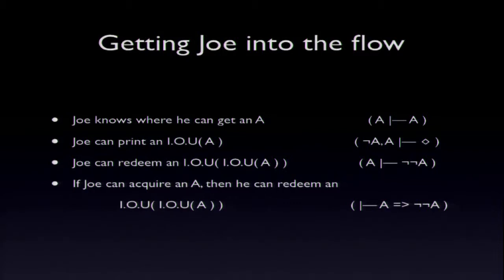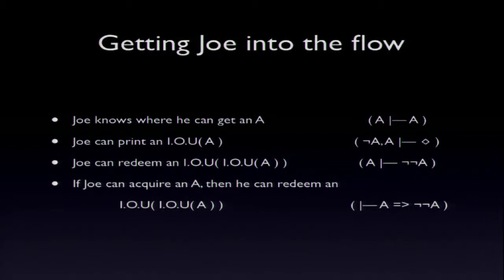If Joe knows where he can get an A, then he can meet the demand for an A. Right? So if Joe knows where he can get an A, then he can meet the demand for an A. And we take that as axiomatic. That's the bedrock. Essentially this is a wire. If you gave me an A, I can meet the demand for an A. Okay? Now the next one is really an application of one of Joe's rules.